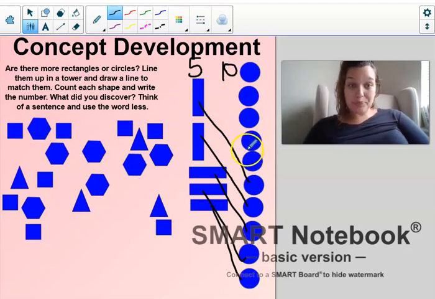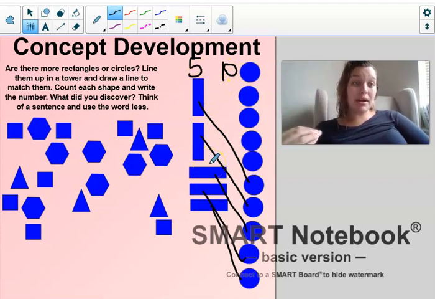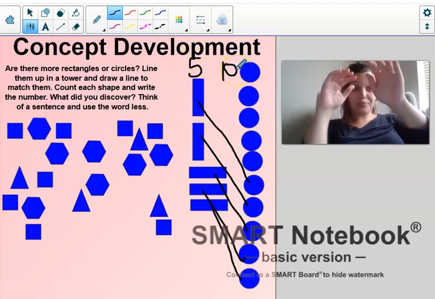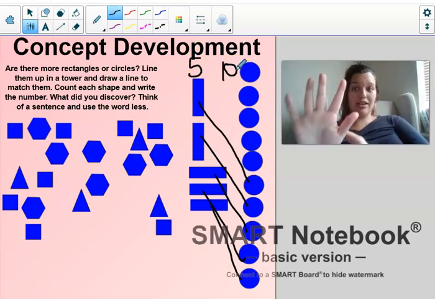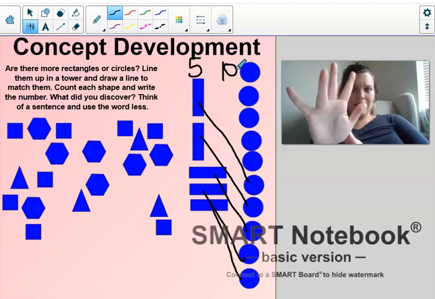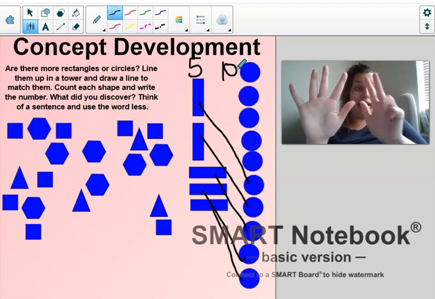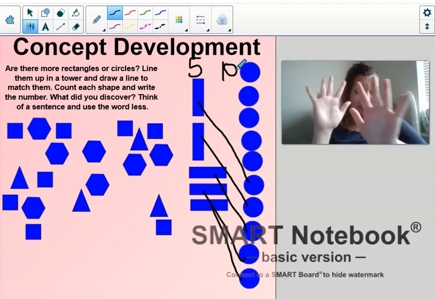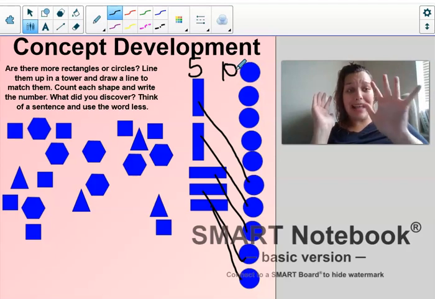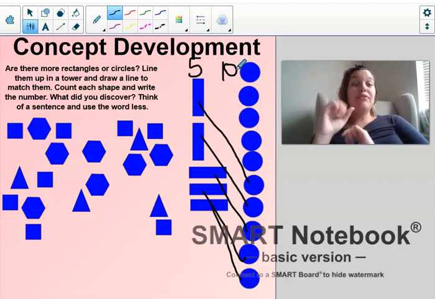Look at, I have more circles and I have less rectangles. So you always start with the lower number. So 5 is less than 10. And you can even check it on your fingers. If I have 5 here, I have to add 6, 7, 8, 9, 10. I have to add 5 more to get to 10. So 5 definitely is less than 10.